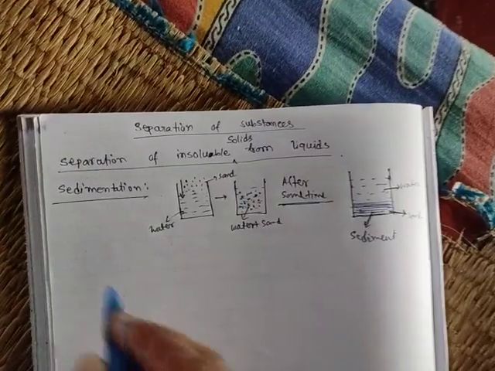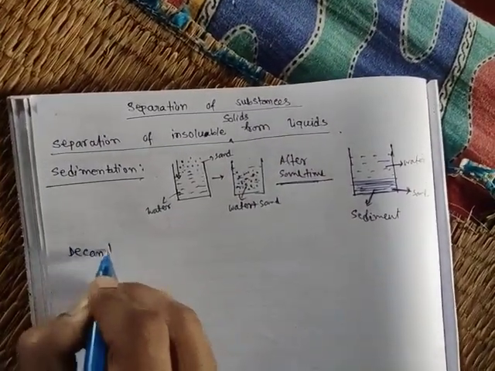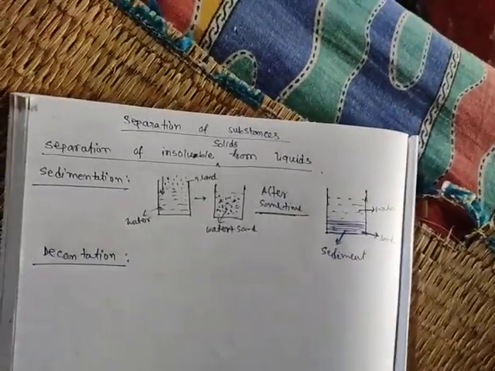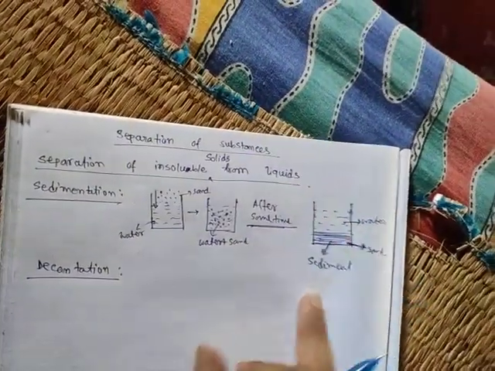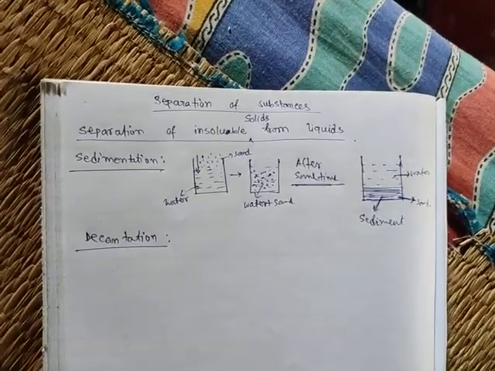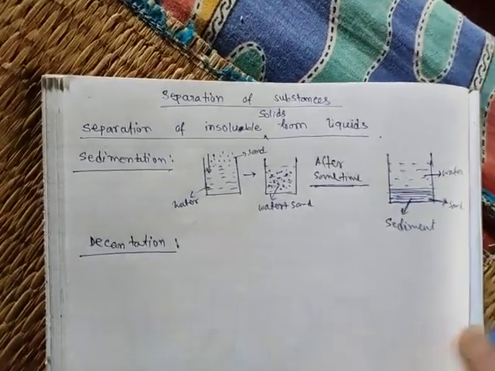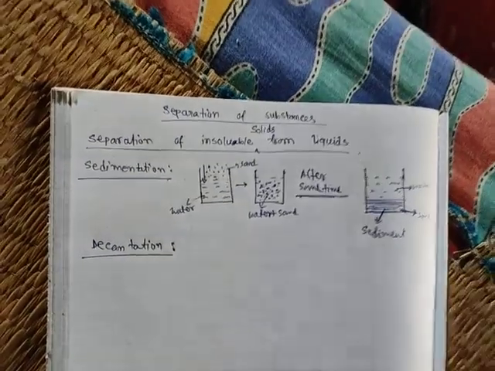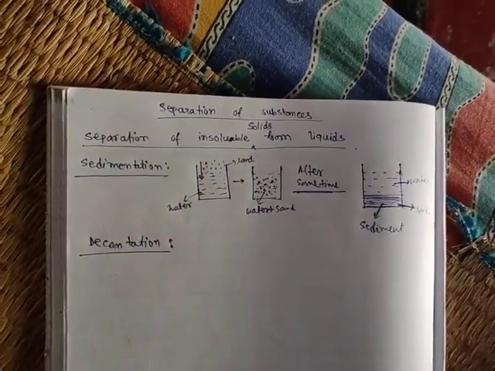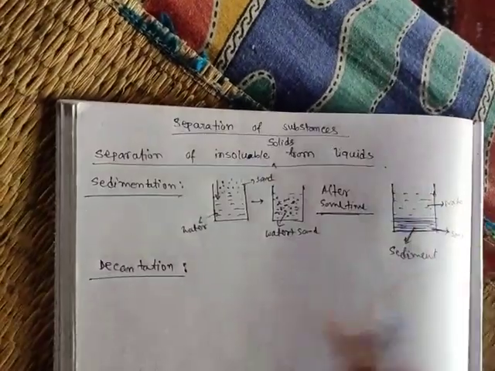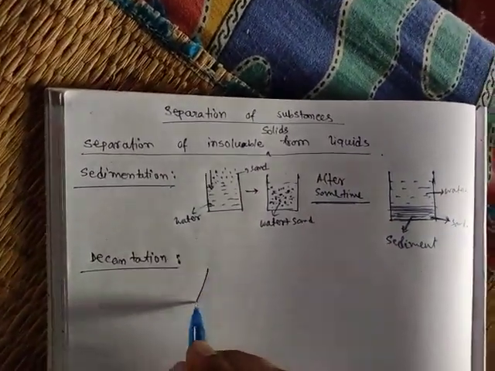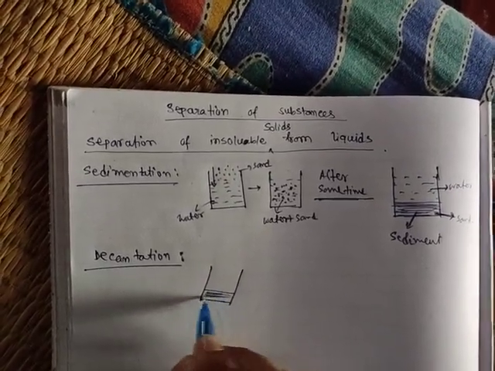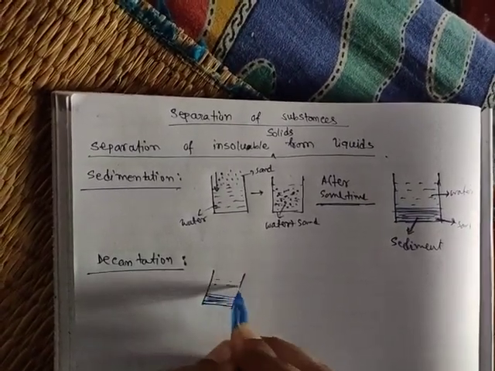Next is decantation. So what is decantation? Now this is separated in the container. In the decantation process, we gradually pour the liquid from one container into another container. Suppose this container consists of both sand and liquid, sand and water.